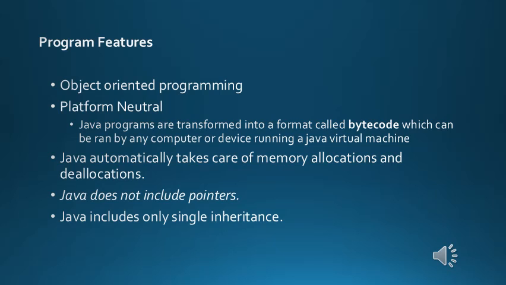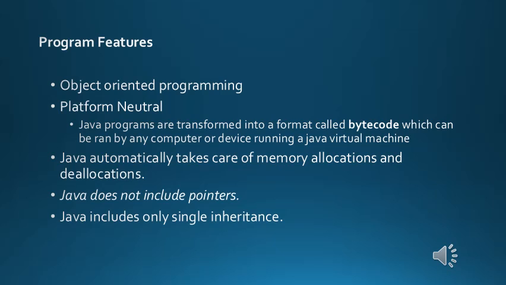Next thing I want to talk about is that it's platform neutral, meaning that any device that can run a Java virtual machine can run your Java program. So you write your source code once, and then you can run that on many platforms. It's one source code, lots of different platforms. If you're running a Mac, a PC, a smartphone, or any other type of device that can run a Java virtual machine, you can run your Java programs. What happens is we take our source code, which we type in, and that gets formatted into bytecode, and the bytecode is the actual code that gets run on the virtual machine.